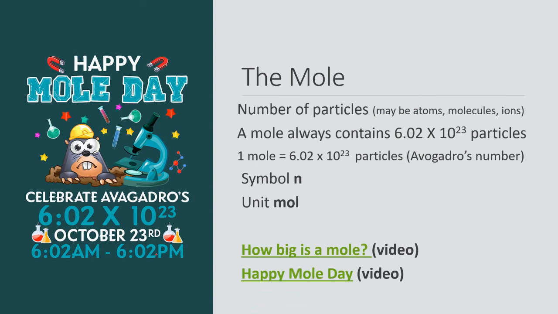A mole always contains 6.02 times 10 to the 23 particles, which obviously is a very, very big number. This is known as Avogadro's number. It's named after the scientist Avogadro. Its symbol is uppercase N, and its unit is mol, which stands for moles.